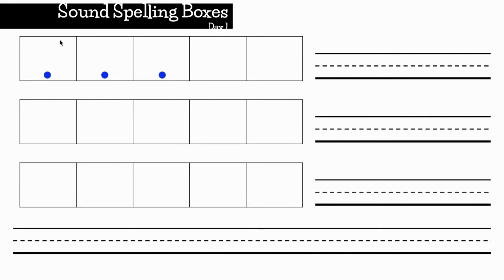Now we go back to the beginning and we put the letters that make the sounds we hear. R, O, D, rod. Then off to the side we write the word. R-O-D, rod. This helps the students to see and visualize how the letters make the sounds in the word.